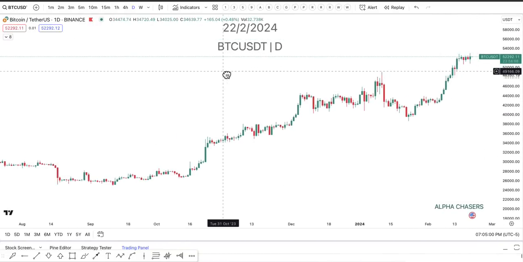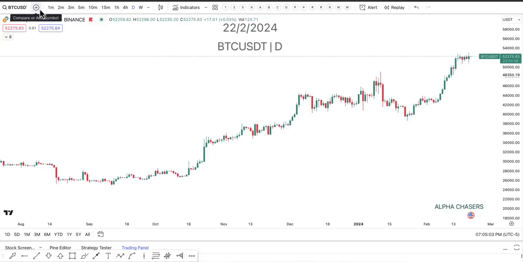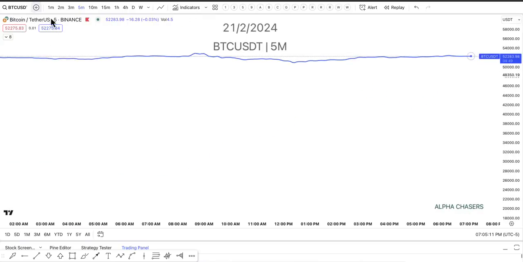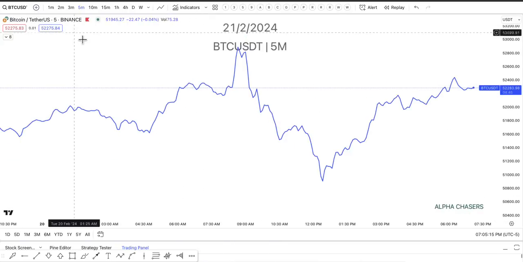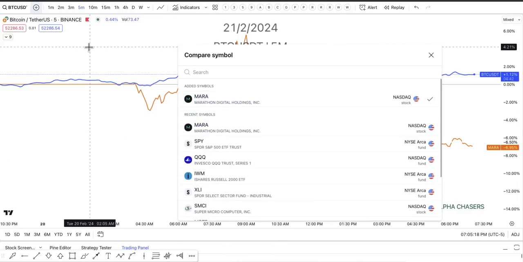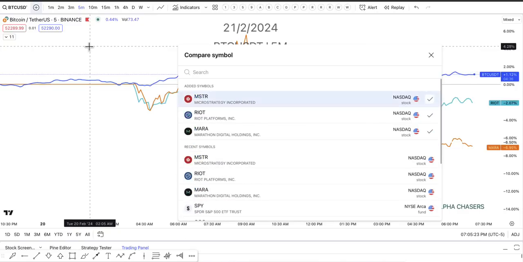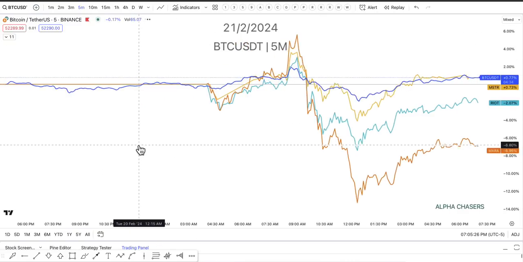So you see Bitcoin here, and this is how you can tell that you're going to start having problems. All right, see Bitcoin here? Anybody can do what I'm about to show you. We're going to drop this to a 5-minute chart, right? Then we're going to open this up. And then we're going to add Mara. We're going to add Riot. Okay. And then we're going to add MSTR. All right. And then we're going to look at the day for a second, just today.